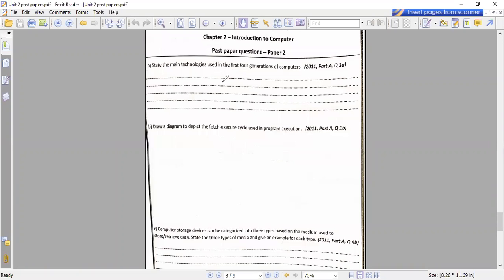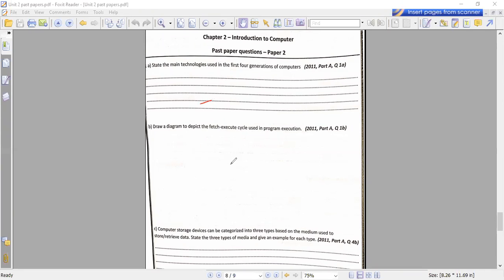State the main technologies used in the computer generations. You can write first generation vacuum tubes, second generation transistors, third generation integrated circuits, that is ICs, fourth generation microprocessors, so large scale integration. Fifth generation, you can take ultra large scale integration, ULSI.